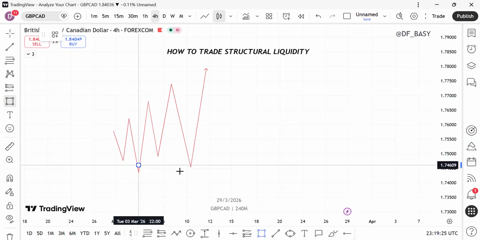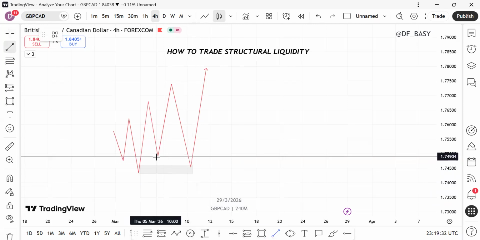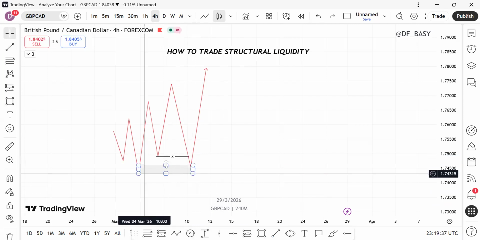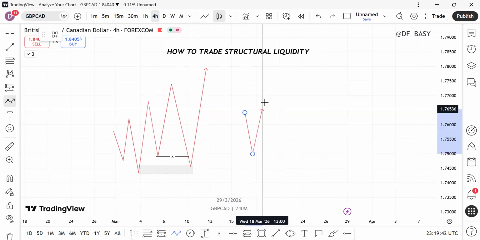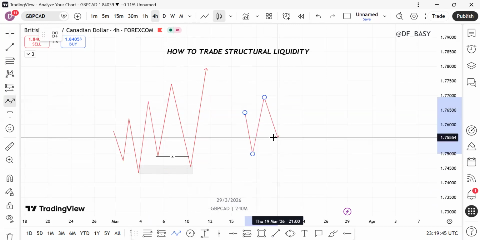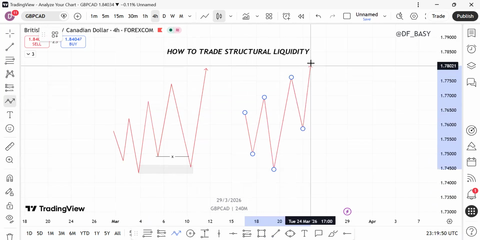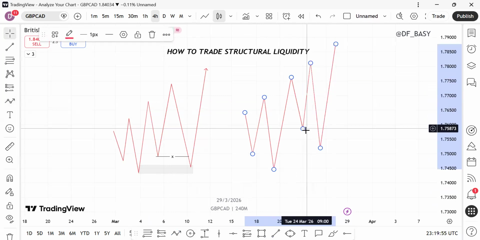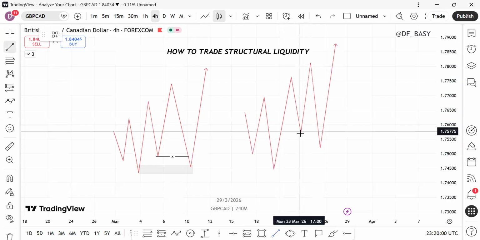Then you mark this out. You have this block. The market comes back to respect it. Now this is your liquidity, right? Then the market does this, breaks structure, sweeps, breaks structure again, creates liquidity, comes down, breaks structure, sweeps, and this. So you have your structural liquidity over here.